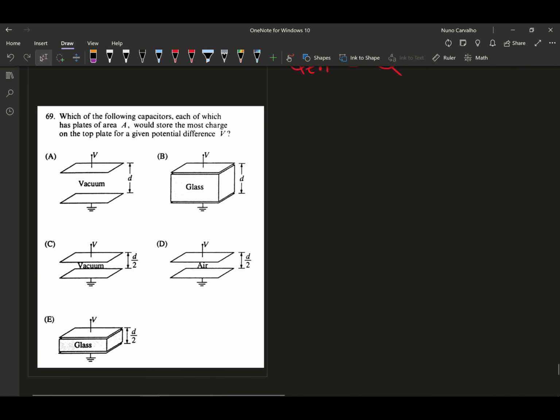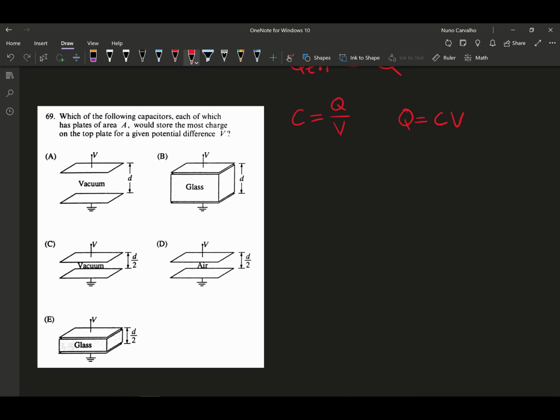For number 69, we're asked which of the following capacitors, each of which has a plate area of A, would store the most charge on the top plate for a given potential difference V. So the potential is going to be staying the same, but the charge is going to differ, and surely the capacitance is also going to differ given the different structures of these capacitors. So what are the equations that are going to relate all these variables? Well, first of all, we know from our formula sheet that C is equal to Q over V, which is to say that the charge is going to be equal to the capacitance times the voltage.